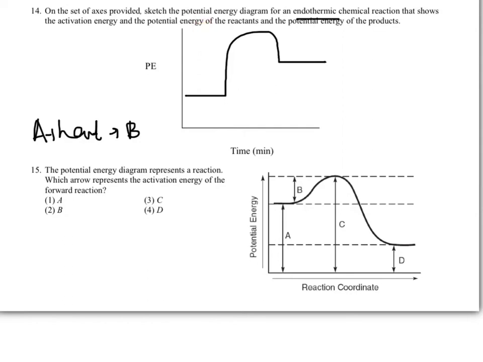Question number 15, we're asked to identify the activation energy of the forward reaction. Whenever you see forward reaction, all it means is read the reaction from left to right. If you were asked for the reverse reaction, you would have to read the reaction in reverse, or right to left. So here, to find the activation energy as we're moving, again in the forward direction, that's the minimum amount of energy from the starting point, the reactants, to the peak. So here, choice B is our best answer.